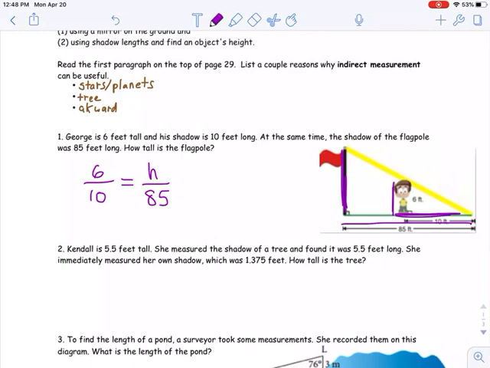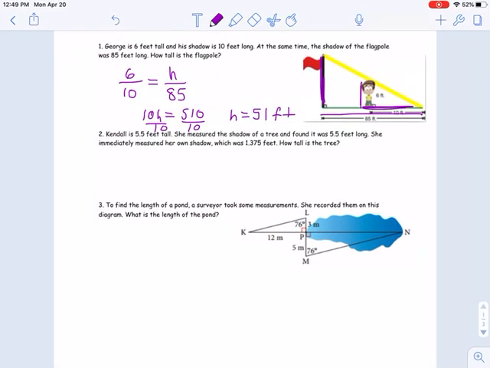All right, really, this is the bread and butter. If you can set this up, you're in really good shape. 6 times 85. So it's going to be 10h equals 510. Divide both sides by 10. H is going to equal 51 feet. So the flagpole was 51 feet. It would have been really hard to measure that with a tape measure. Again, tape measures are typically 25 feet long. So this is just a good way of indirectly figuring out the height of things.